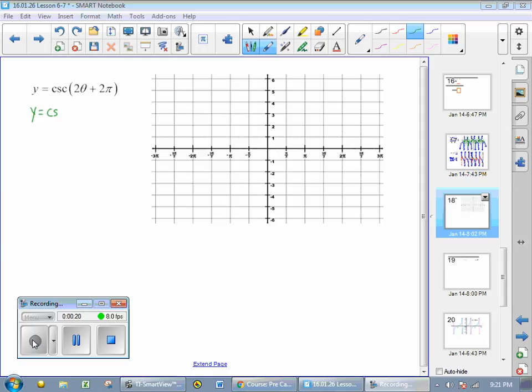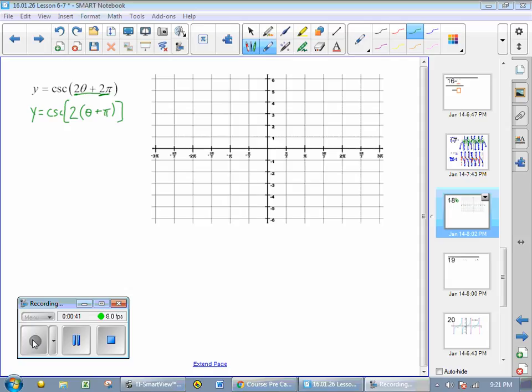So I actually need to write it like this, where I've got my value of k factored out, and you can see that that value is going to be a 2. So I need to divide that by 2, and that gives me pi. So you can imagine if you distribute that 2, you would get 2 theta plus 2 pi.